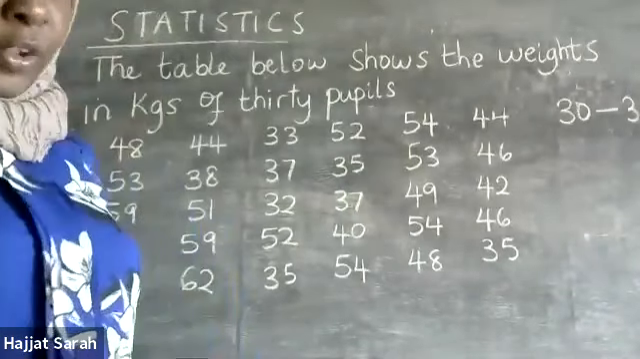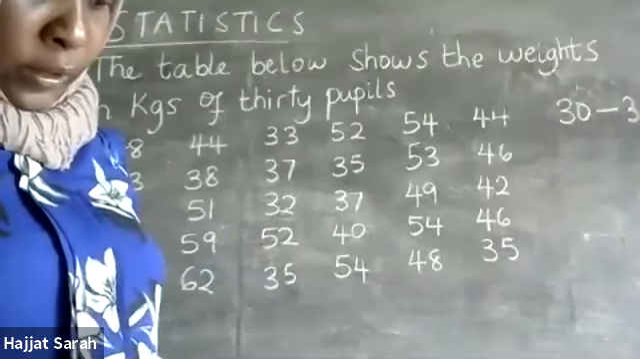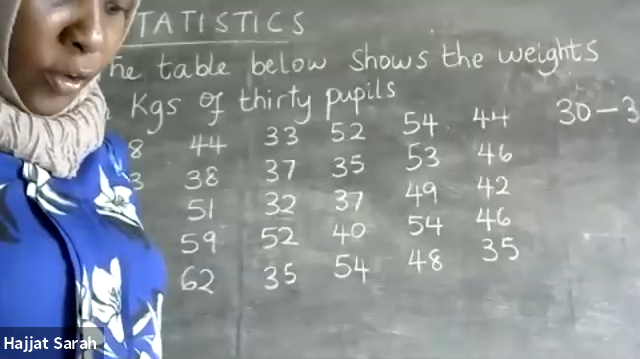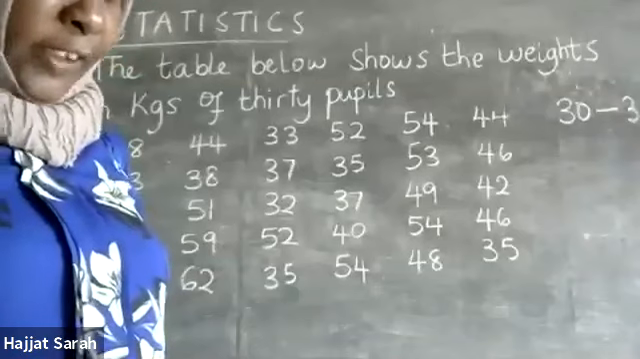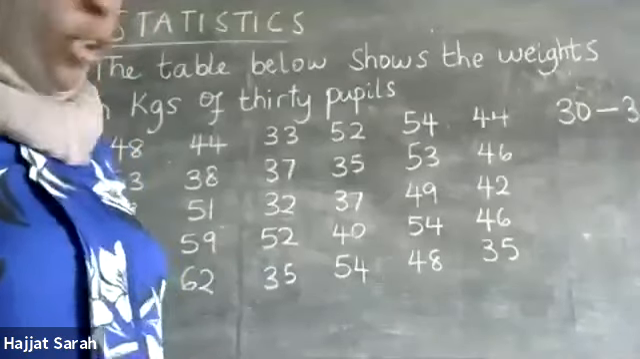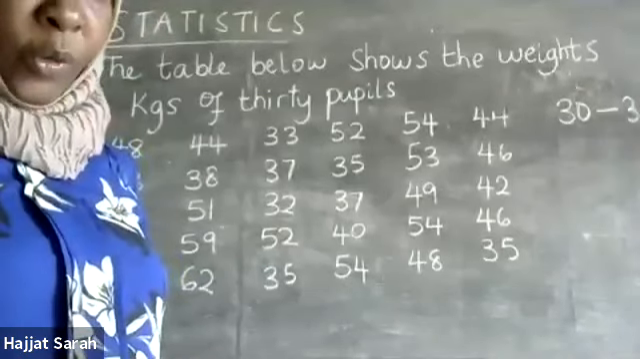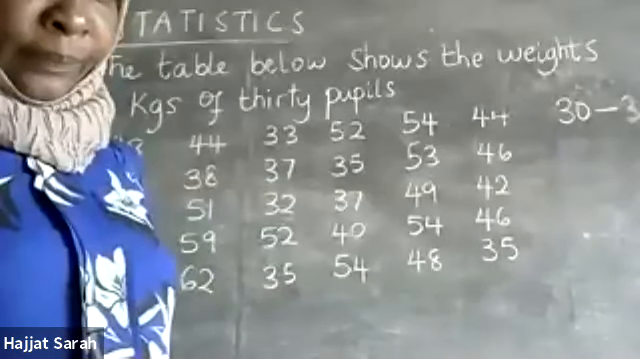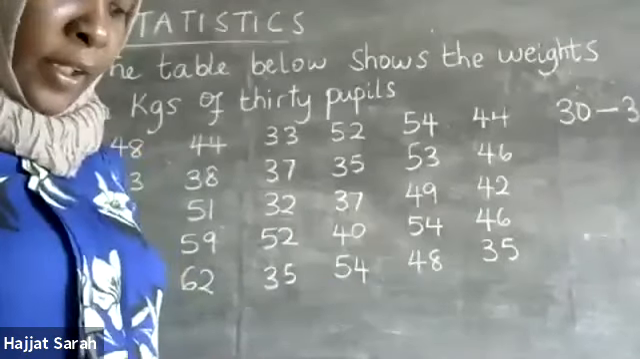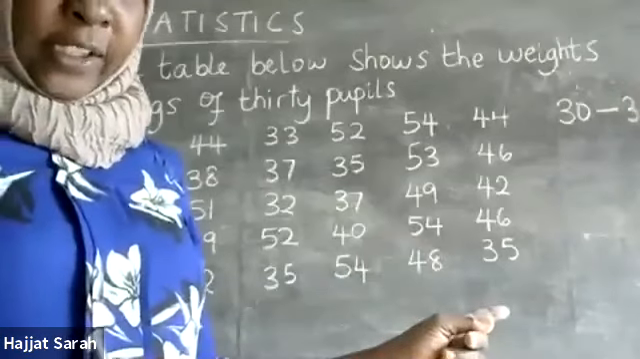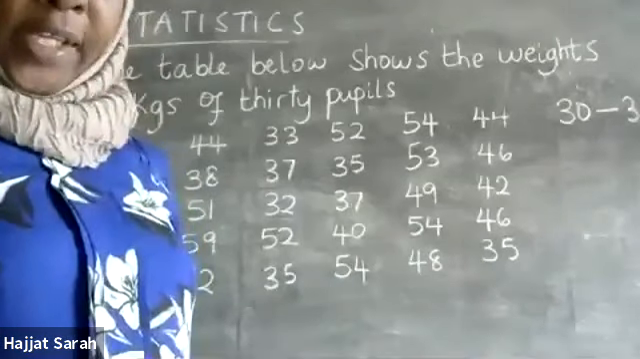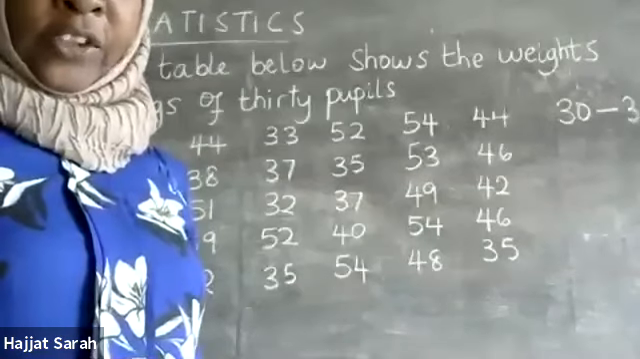Are you still not comfortable with the question? Construct a frequency table with a class width of 5, starting from the class 30 to 34. Are we comfortable with that? Yes. Then the second one, we are using our table that we are going to construct to estimate the mean weight of the pupils.